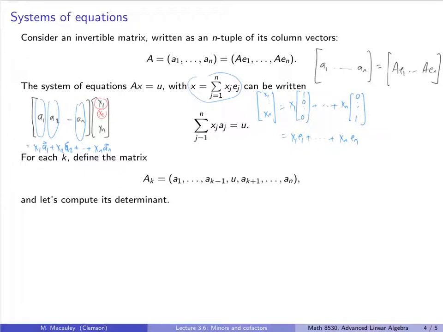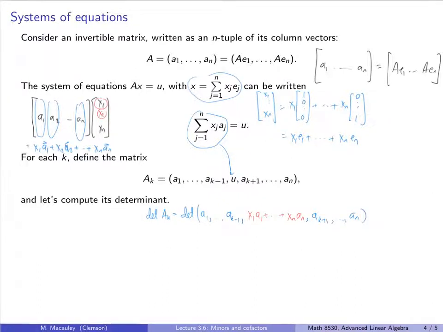Okay, now let's compute its determinant. So we're going to stick this thing here right in for U, and the determinant of AK is just the determinant of A1 up to AK minus 1. Now let's put x1 a1 plus ... xn an, then ak plus 1 all the way up to an.